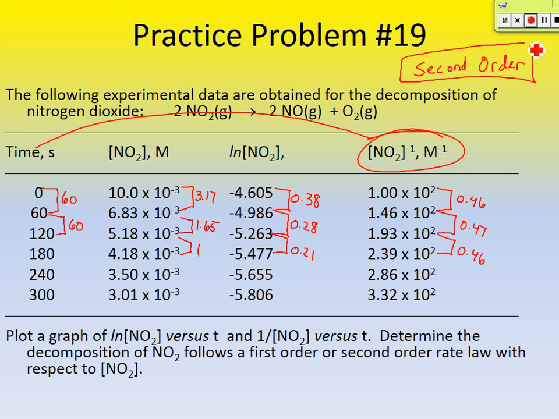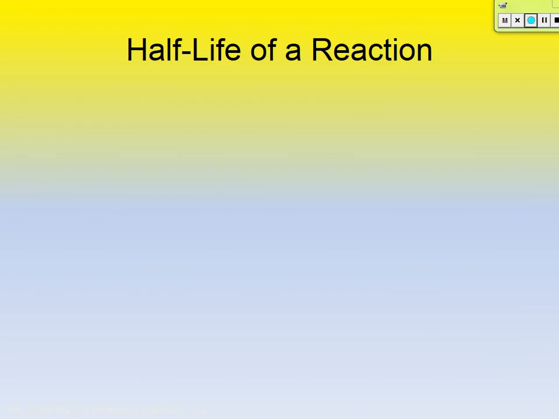All right, how many of you guys got it right? Just curious before I solved it. Very good. That's using graphs to kind of figure out what order the chemical reaction would be. Now we're going to kind of switch gears for the last part of this lesson and talk about half-lives.